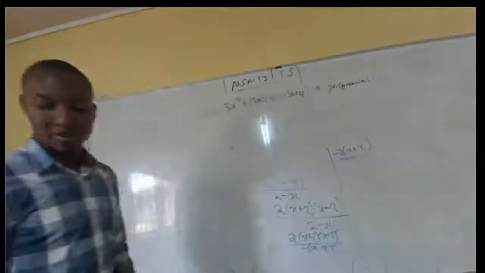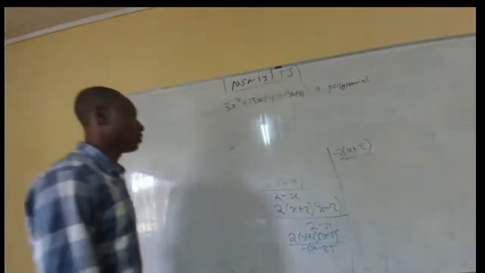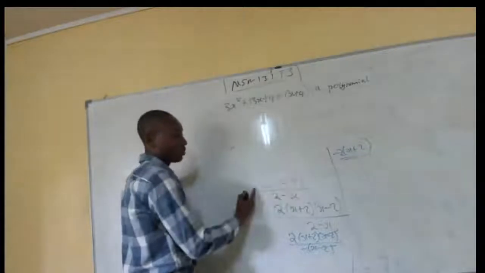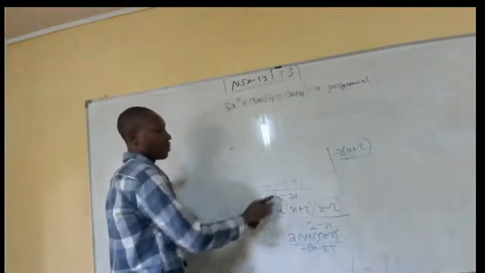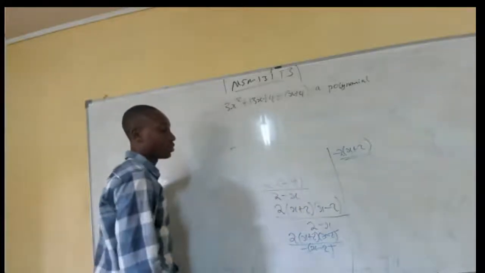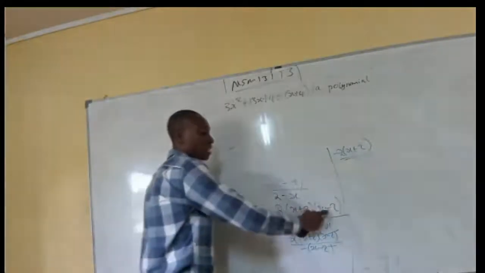So that's how you solve that question. What I did was I simply factored out the 2 first, then we remained with (x squared minus 4) over (2 minus x). Then we know that the numerator is now a difference of two squares. It can be written as (x plus 2)(x minus 2).